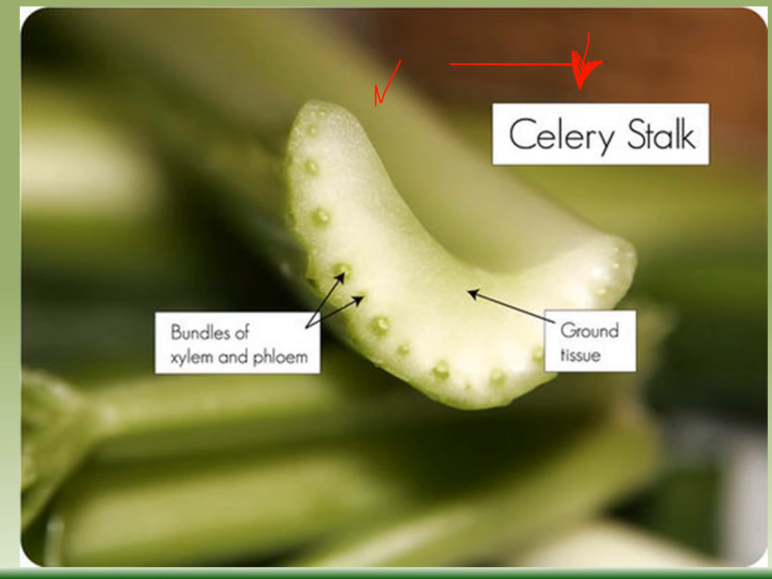Celery is literally a stalk. It's the stalk or the stem of the plant. And so this is what's responsible for carrying the water and the nutrients up the stalk and into the celery leaves at the top. And then those celery leaves will conduct photosynthesis, and then the phloem will carry the sugars down into the roots for it to be stored.